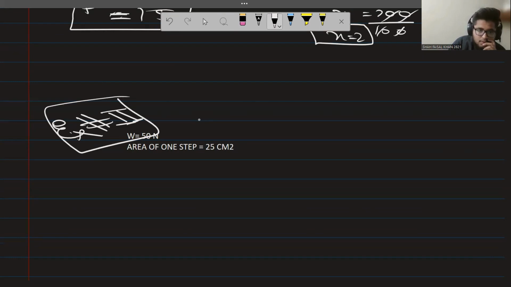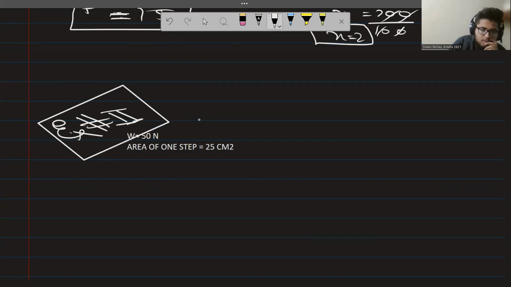Okay. So basically in this, a weight is given. And the area of one step is given. So we have to find the pressure applied in this area. Okay. So basically what you have to do, the weight is given.